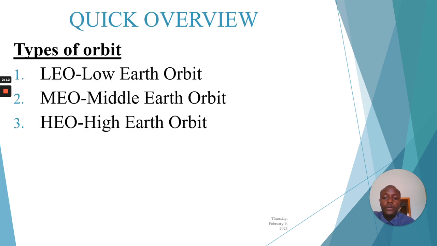Quick overview: you have the types of orbit around which the satellites orbit. So we have number one, the LEO, the low Earth orbit. We have the MEO, the middle Earth orbit. Then we have the HEO, the high Earth orbit.